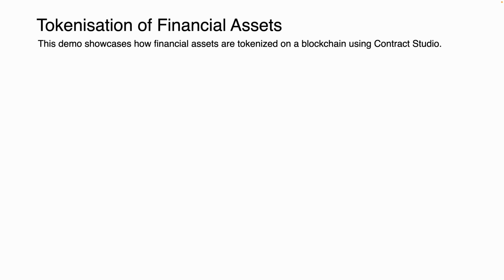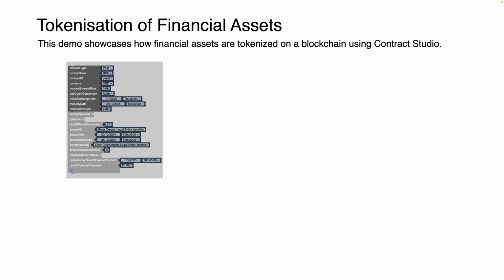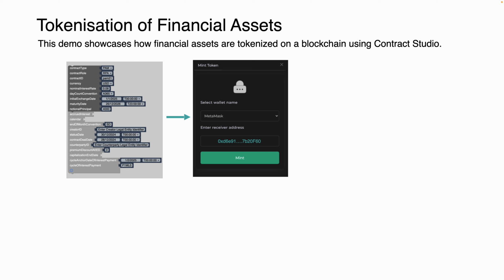The third use case we have is tokenization of financial assets. This demo showcases how financial assets are tokenized on a blockchain using Contract Studio. And this is how it works. Firstly, the contract to be minted is finalized. The user provides a wallet address. We use MetaMask for this integrated demo, requiring it to have some test ETH to run the demo.